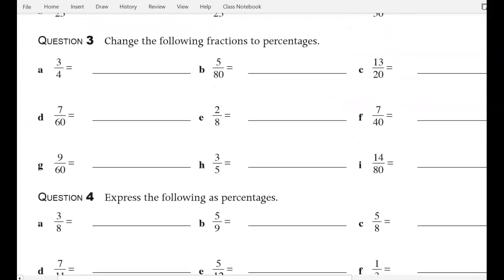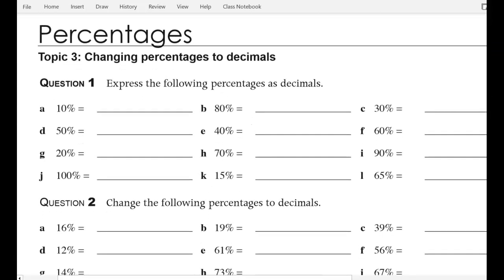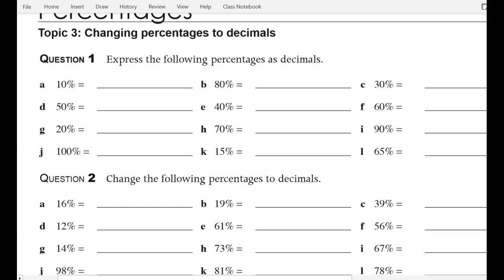Now, I could do that same for question 3 and question 4. When I'm going to change things to a percentage, I'm going to times whatever I have by 100 and I will get my percentage. So that will allow you to work through those ones. We're nearly there. Changing percentages to decimals.